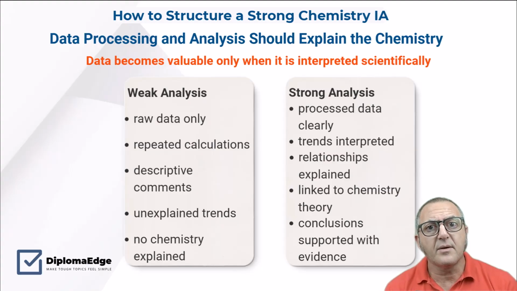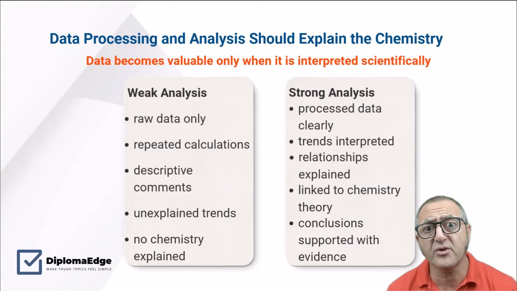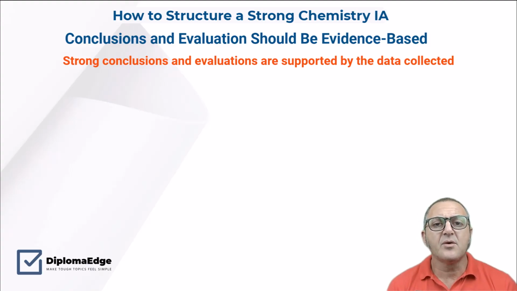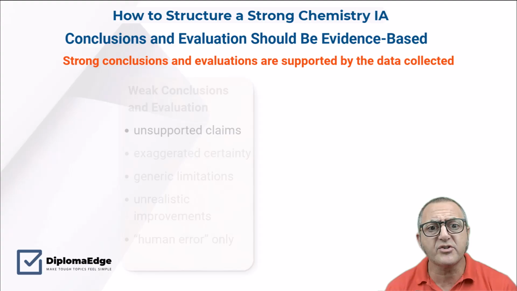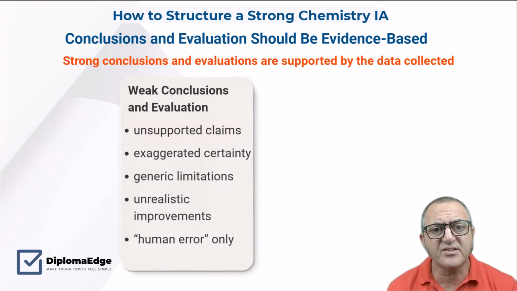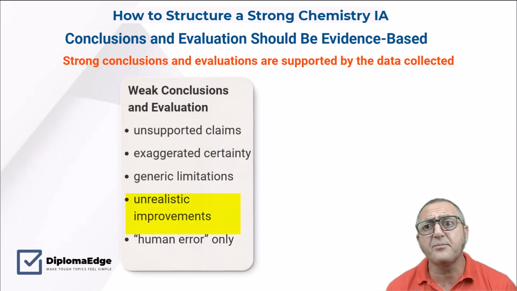All right, so try to be meaningful in your analysis and identify trends, talk about anomalies, uncertainties, proportional relationships like correlations and things like that. And finally, the last part of your investigation is going to be your conclusion and your evaluation. Strong conclusions and evaluations are supported by the data that you collected. And the typical mistakes that you see in a weak conclusion and evaluation is that you have unsupported claims, you have exaggerated certainty, you have generic limitations, and unrealistic improvements.